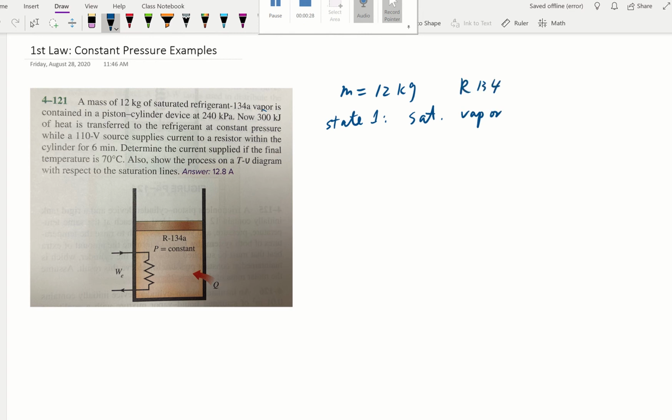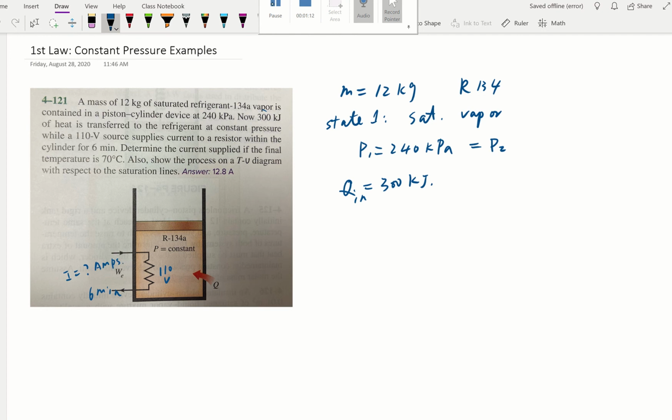It's R134a, and it's contained in this cylinder at P1 equals 240 kilopascals. Now they said there's a heat of 300 kilojoules added to it, heat coming in, Q_A, at this constant pressure. So P1 is going to be equal to P2. Then they have a voltage of 110 volts applied for 6 minutes. Determine the current applied, so they want you to find I in amps.